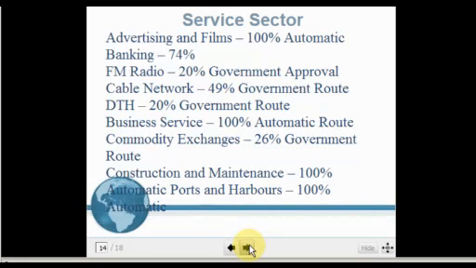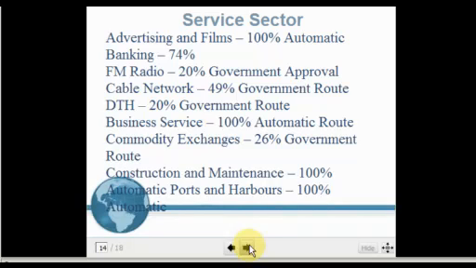Banking 74% cap is there, FM radio 20% subject to government approval. Cable network 49% subject to government rule. DTH 20% government rule, and business services 100% government rule. And commodity exchanges 26% government rule. Construction and maintenance 100%. So Bangalore has got vast scope and opportunity as far as this sector is concerned. So people who are interested, they are very much welcome.